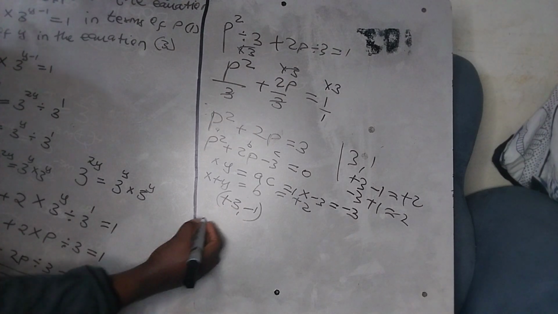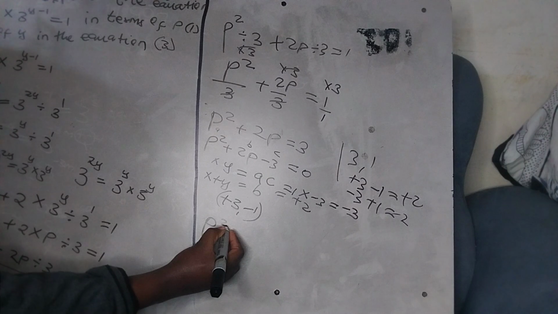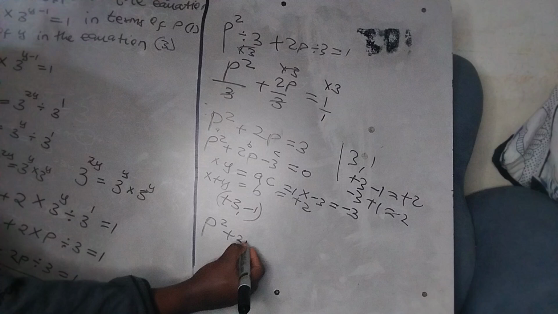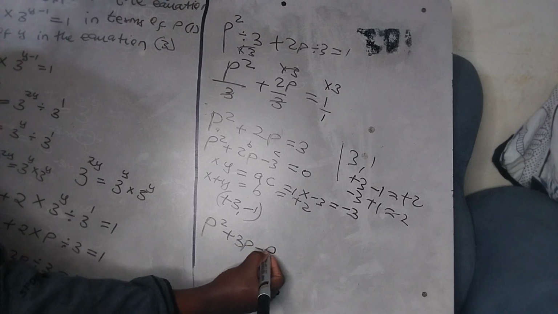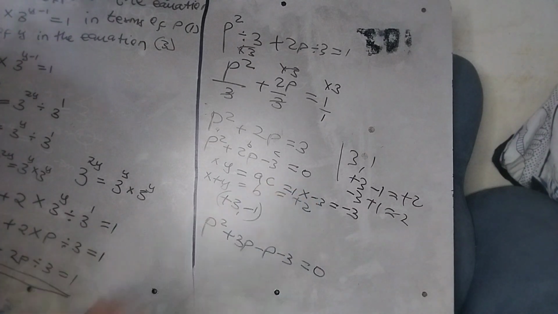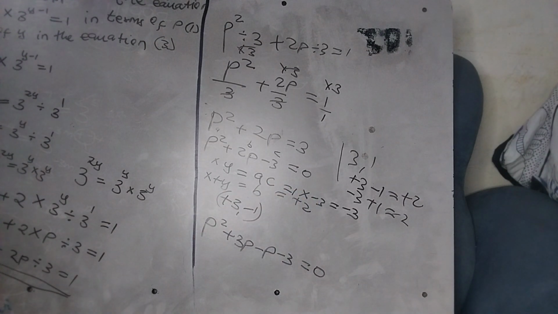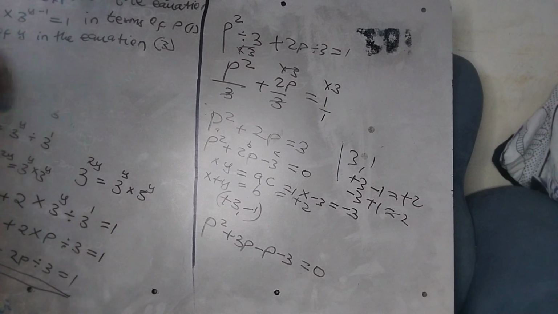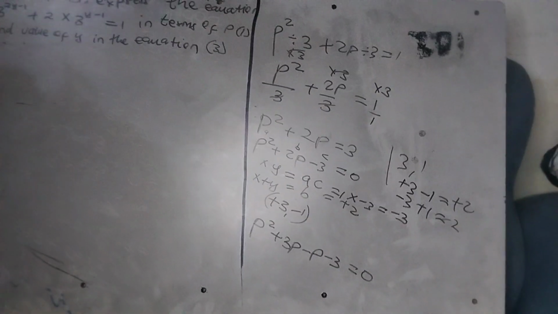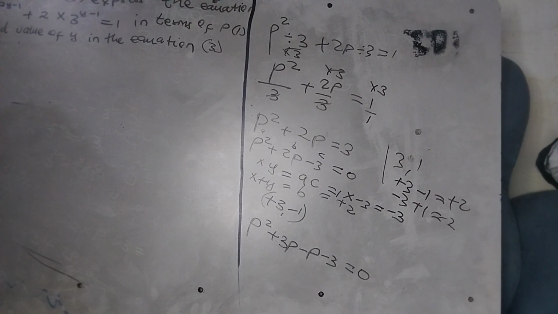What is our new equation? P squared. Instead of plus 2p, we'll now be doing plus 3p minus p minus 3 is equals to 0. I think we are going back to the starting point because that one has gotten to the end and we need to see these things so clearly. Don't want to erase the first part because it is somehow linked to the final part.